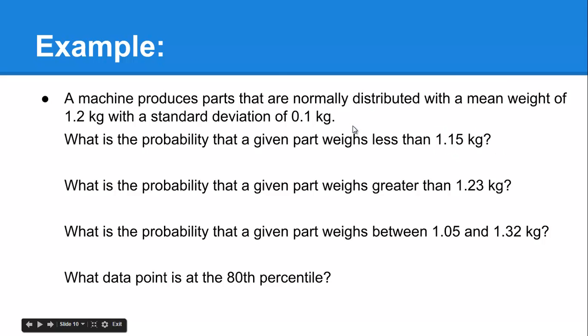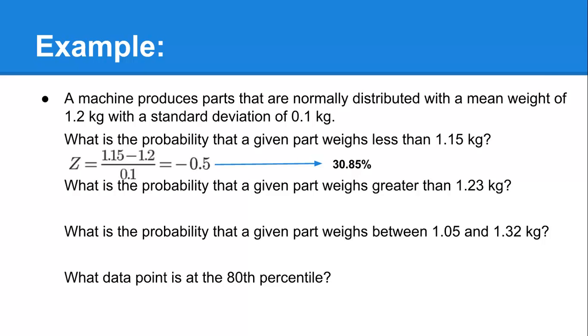What you have to do is use the Z-score formula to translate things into Z values. So we take 1.15 and sub it into the formula. Subtract the average, divide by the standard deviation, and we get negative 0.5. If we look up negative 0.5 in the chart, we should get 30.85%. So the probability you're less is 30.85.